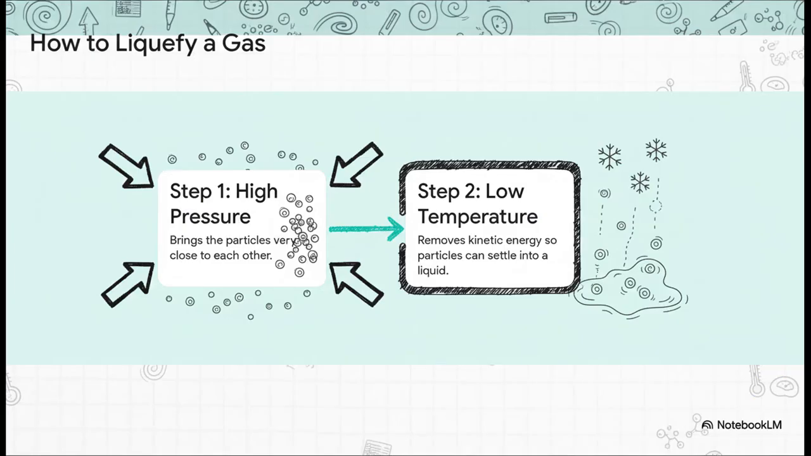So how is this done? It's actually a 2-step process. First, we apply high pressure. This squeezes the particles and brings them very close to each other. But just bringing them close is not enough because they still have a lot of energy and are moving around very fast. So that brings us to the second step. We also need to reduce the temperature. Cooling them down removes their energy, slows them down, and allows them to settle into the liquid state. So remember, it's a combination of applying pressure and reducing temperature.